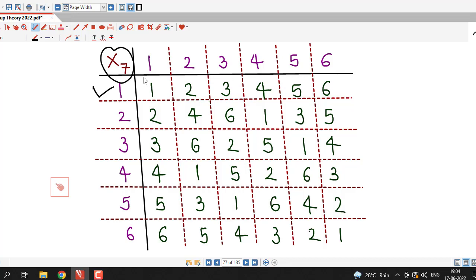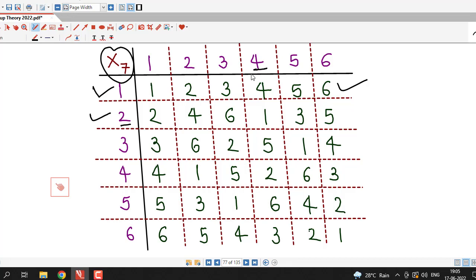And we observe that 1 into 1 is 1 because 1 is less than 7, so I will write directly 1. 1 into 2 is 2 and 2 is less than 7, so I have written directly 2, and so on up to 6. Then for 2, 2 into 1, that is 2, it is less than 7, so I keep 2 as it is. 2 into 2 is 4, it is also less than 7. 2 into 3 is 6, it is also less than 7.